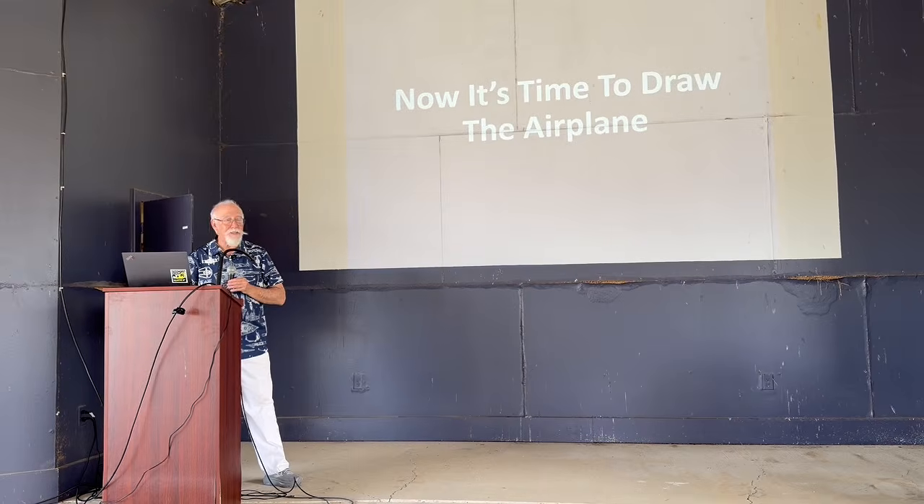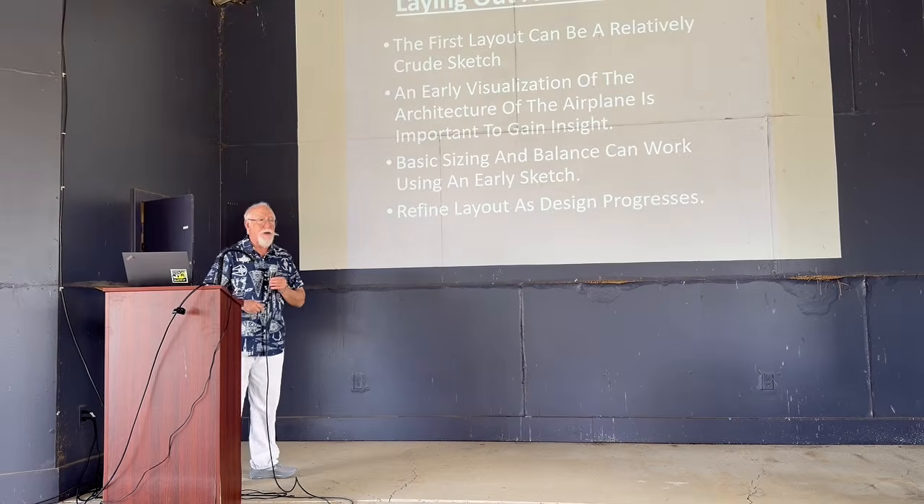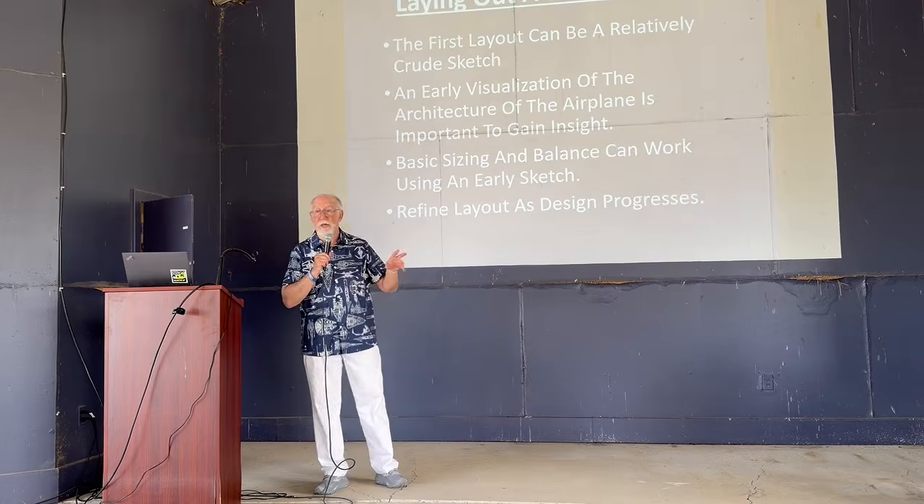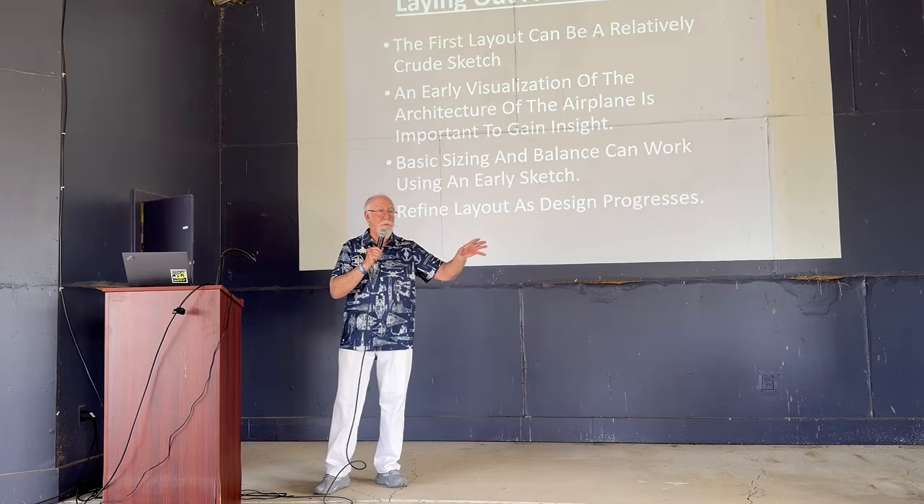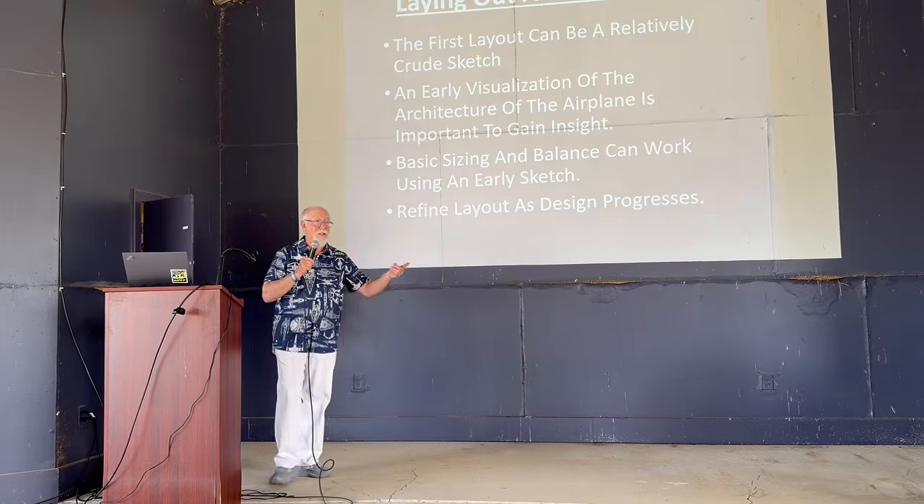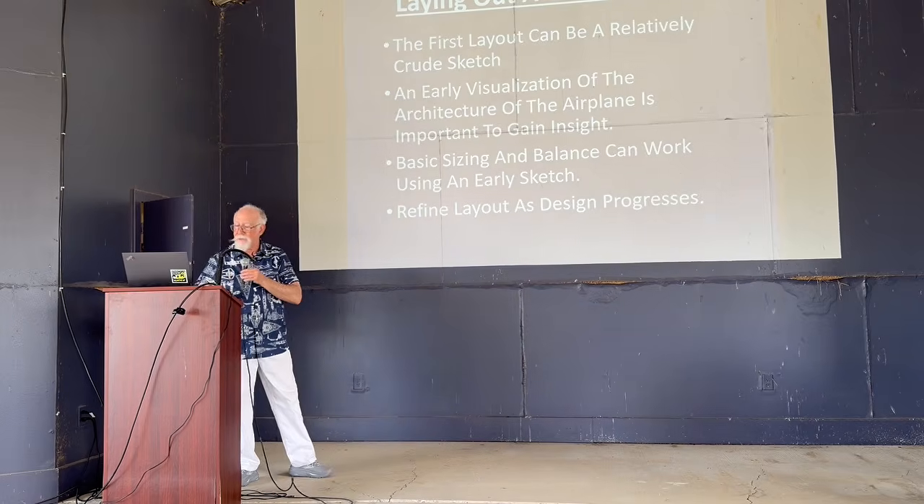So now that we've done all that sizing, we can actually start drawing the airplane. We can start out with a relatively crude sketch. Once again, we're getting the architecture right. Size, bones, balance. We've done the size. We know about how big it is. Now it's bones and balance. Does everything fit? Can the pilot see? Can we get stuff in and out?